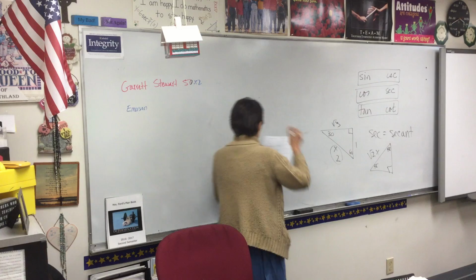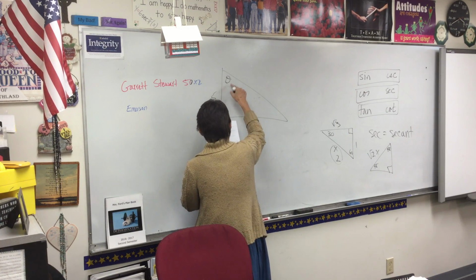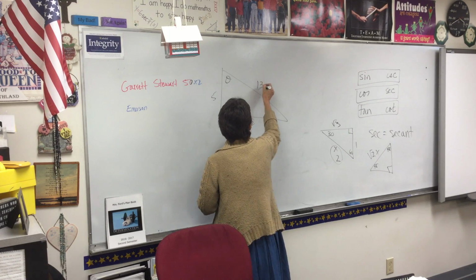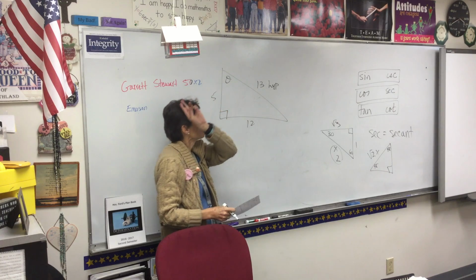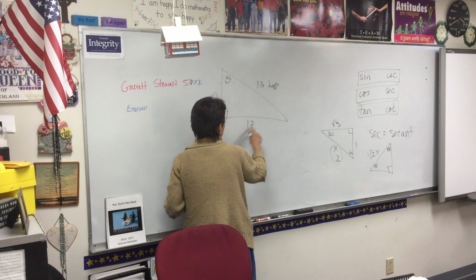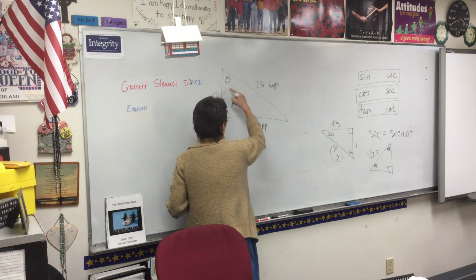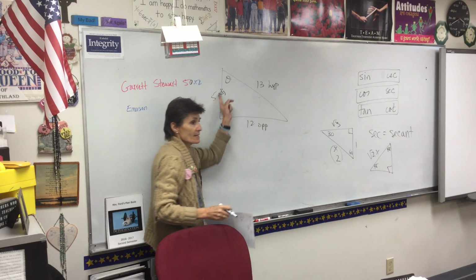Perfect. Okay, now we got another triangle. Theta's up here now. That matters because 13 is the hypotenuse, period. But because theta's up there, this side would be opposite and this side would be adjacent. Remember, adjacent means next to.